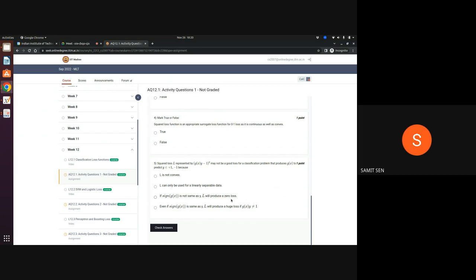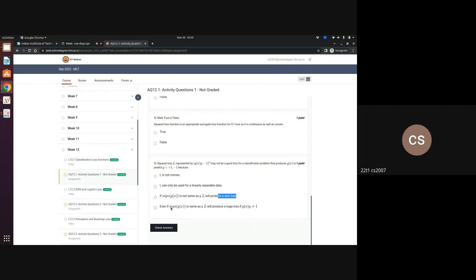False. That is incorrect. If the sign of W transpose X is not the same as Y, then what will happen? W transpose X into Y will be negative. Negative minus 1 will be negative. Square of negative will be a huge quantity. It will not be 0. So this is also incorrect, right?